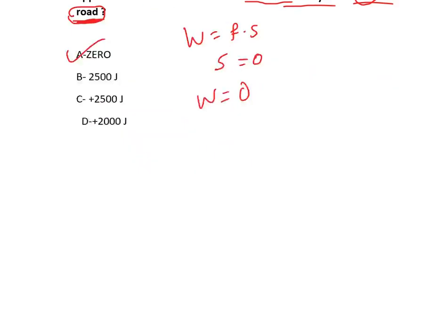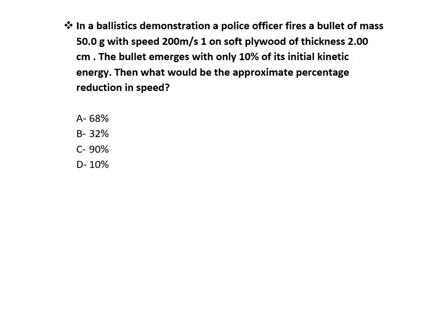So next, question number 8. Question number 8 is saying, in a ballistic demonstration a police officer fires a bullet of some mass at some speed in meters per second. First we have to calculate its kinetic energy. Then it is saying that when the bullet emerges after passing through the target, its kinetic energy will remain 10%. So 10% means it is reduced by 90%.